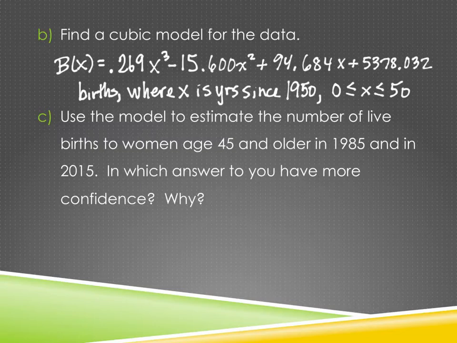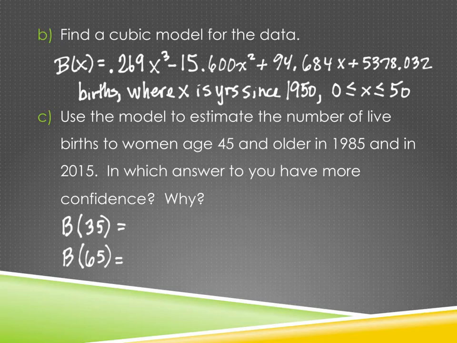Okay, we have a couple of questions now that we're being asked, much like your problems in your homework. So here's our cubic model, and in part C we're asked to use that model to estimate the number of live births to women ages 45 and older in 1985, and then to do the same thing for the year 2015, and then to decide which answers we're more convinced about. So what would I do for the year 1985? We would plug in 35. And what would I do for the year 2015? We would plug in 65. You can do that in your table, just the regular table, not the L1 table, the one that says second graph.